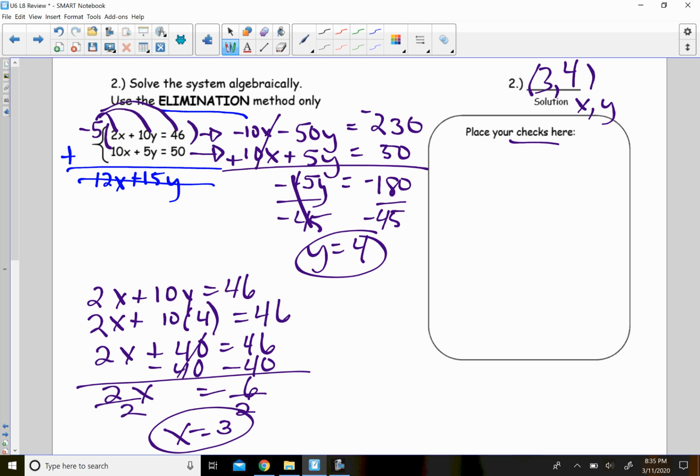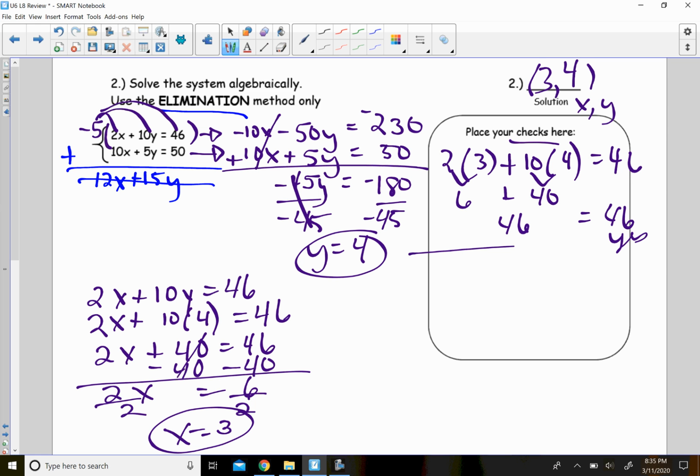So my check is to make sure 3 for x and 4 for y is correct. So if I take 2 times x, which is worth 3, plus 10 times y, which is 4, we're supposed to get 46. So you can just type it in your calculator. That is 6 plus 40. So 46 will equal that 46. So it's a point on that line. Good.